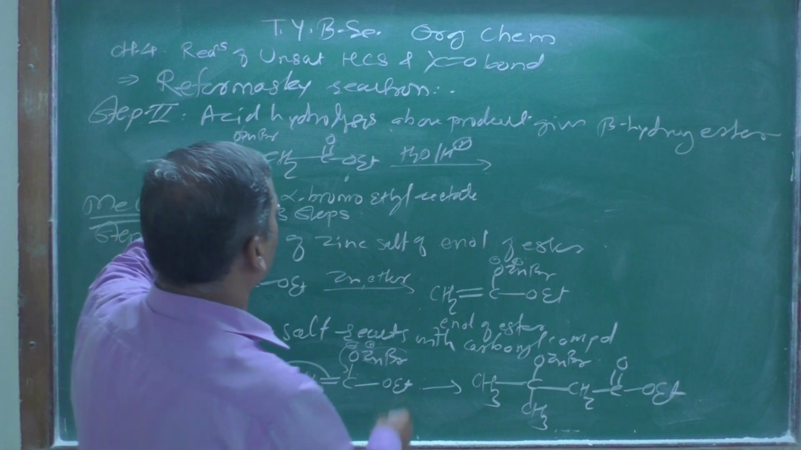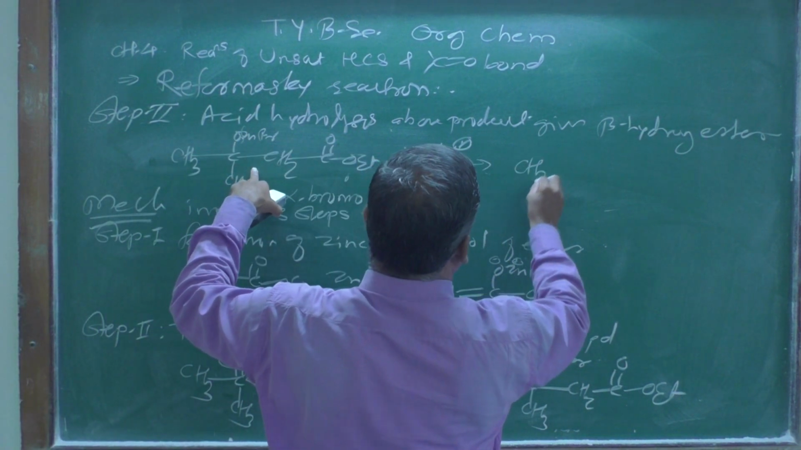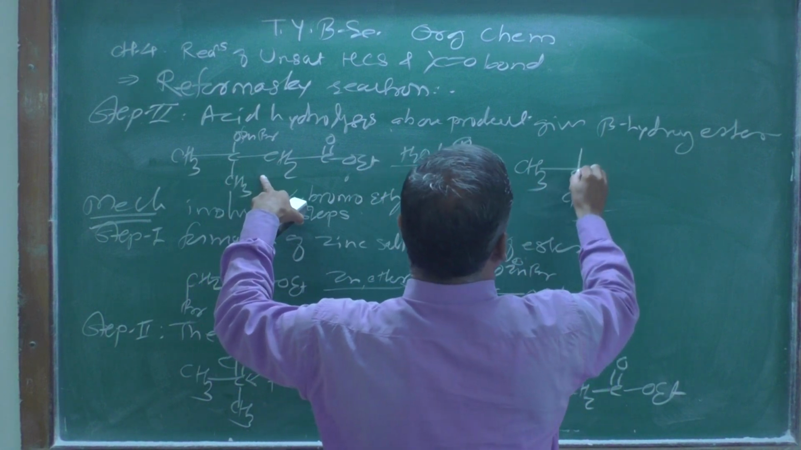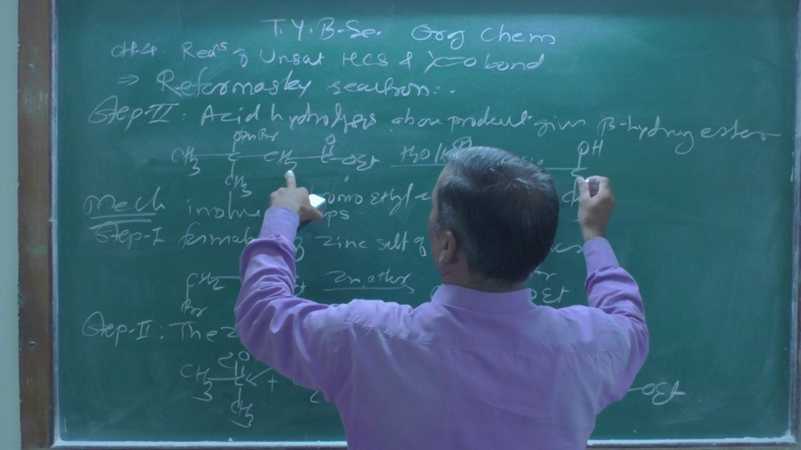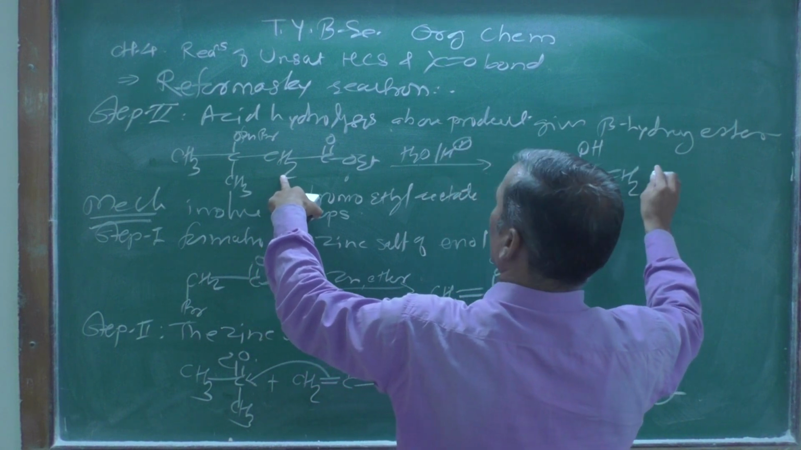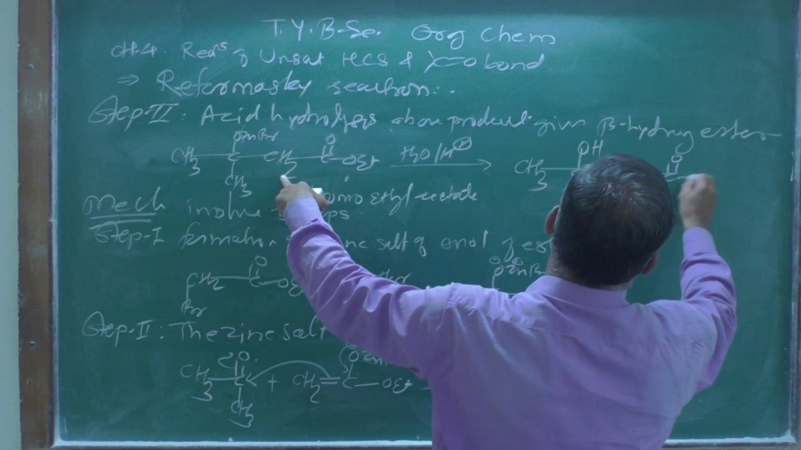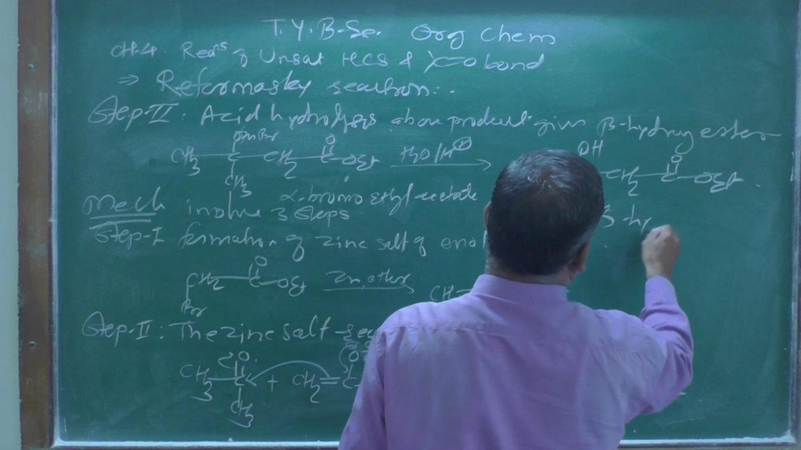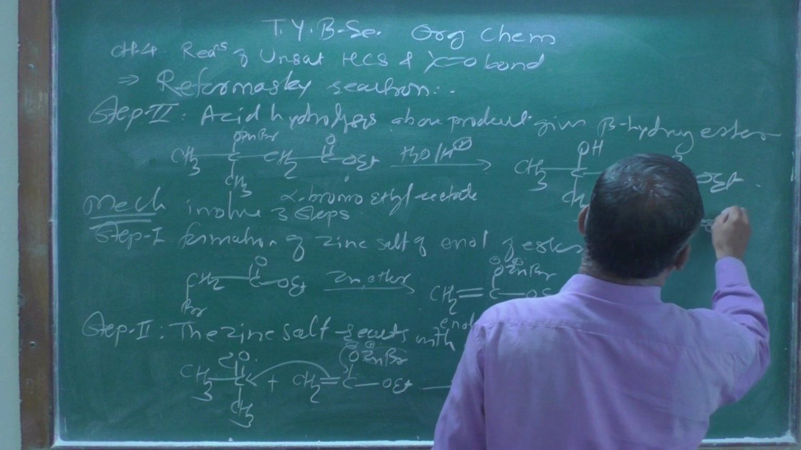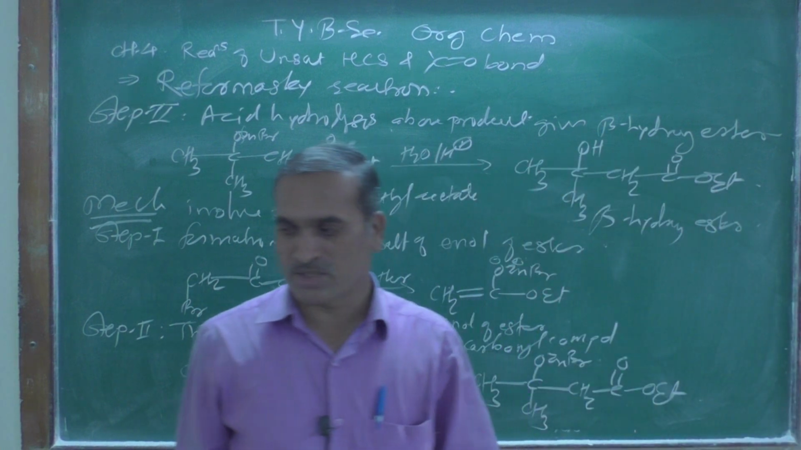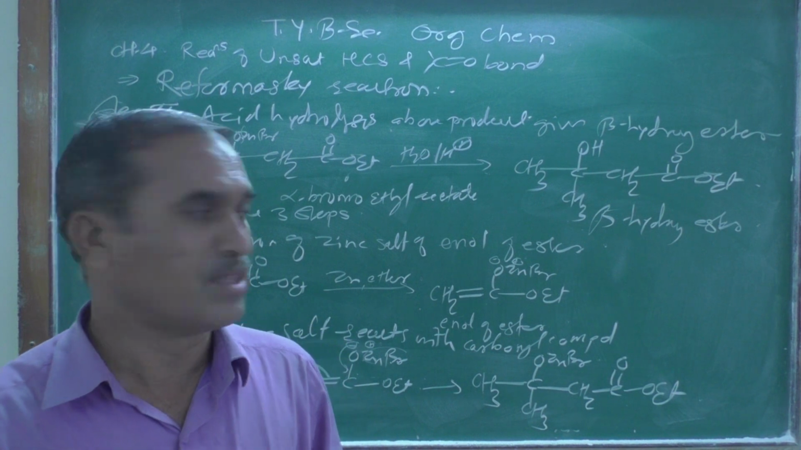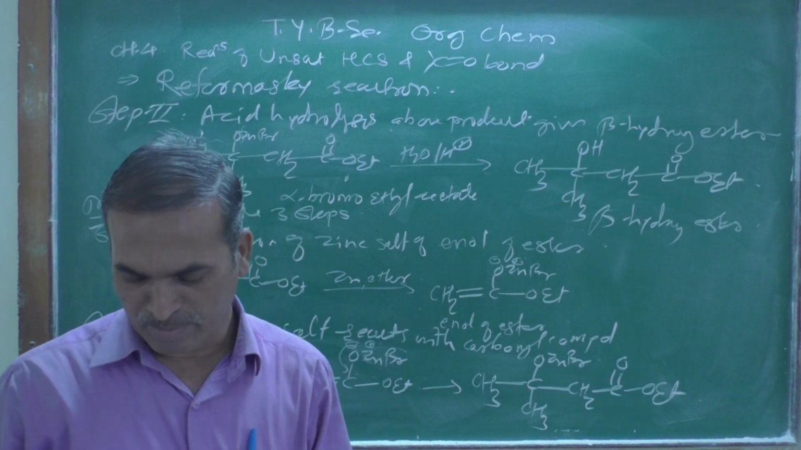After hydrolyzing this, you are going to get this one, CH3, then this CH3 already there, then OH, and here is a CH2 and C double bond O, OEt. This is called a beta hydroxy ester. Beta hydroxy ester, this is the compound we got over here. So in this way we have seen the mechanism.